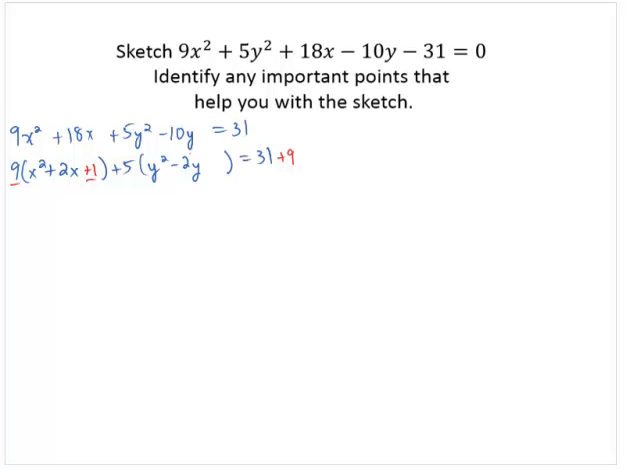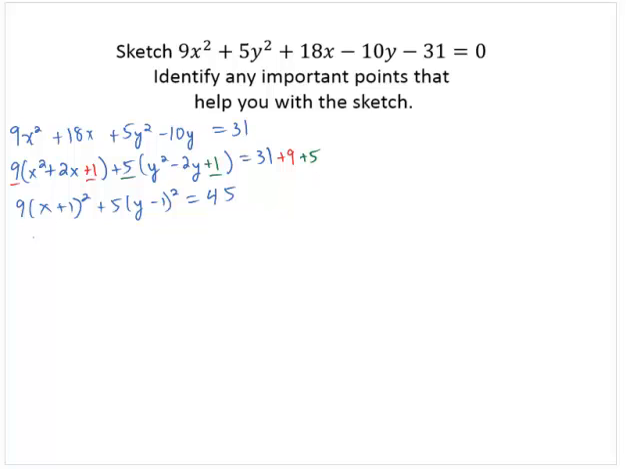Y squared minus 2y. Half of 2 is 1. 1 squared is 1. I'll add 1. But be careful, I've actually added 5 once. So I'll have to add 5 on the other side of the equation. Rewriting the left-hand side in factored form, I'd have 9 by x plus 1 squared plus 5 by y minus 1 squared is equal to, and on the right-hand side we would have 45.